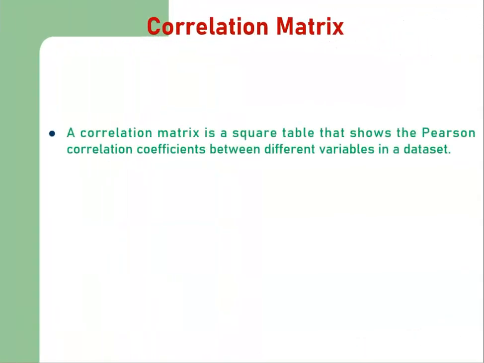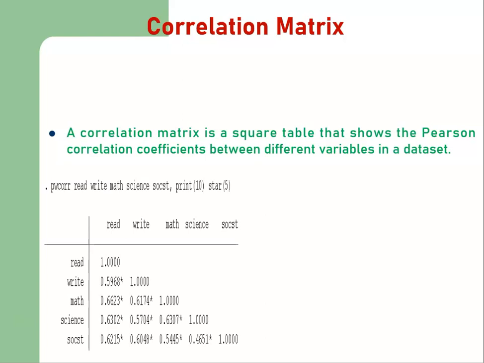So the definition of correlation matrix is that it is a square table or a square matrix which shows the Pearson correlation coefficients between different pairs of variables in a data set. And I'll give you an example of a correlation matrix. You can see in this matrix these are the various correlations between various pairs of variables. So I'll compute this in STATA, and then I'll interpret it later on.